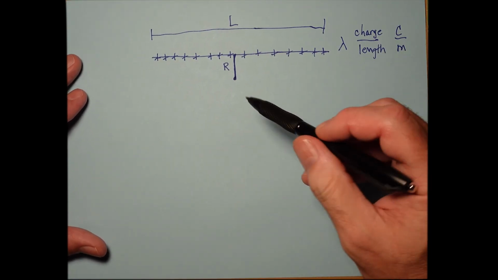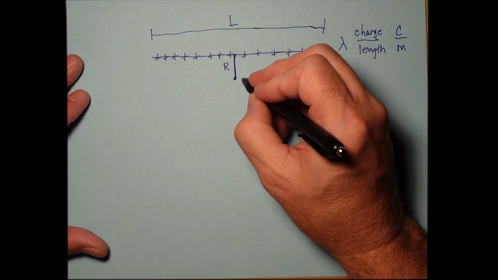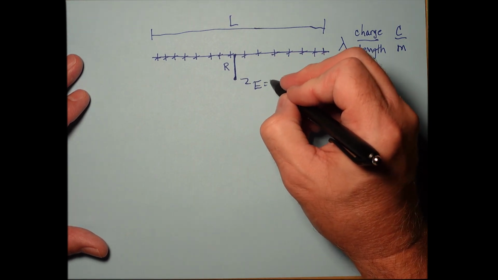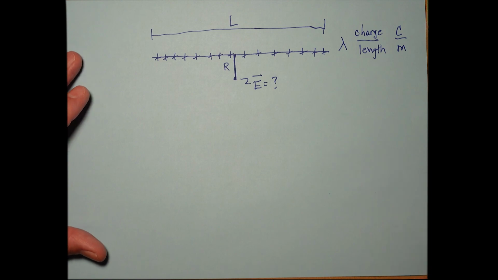Now what we want to do is figure out the electric field at that point right there. So in order to do this, we need to figure out both magnitude and direction for the electric field.